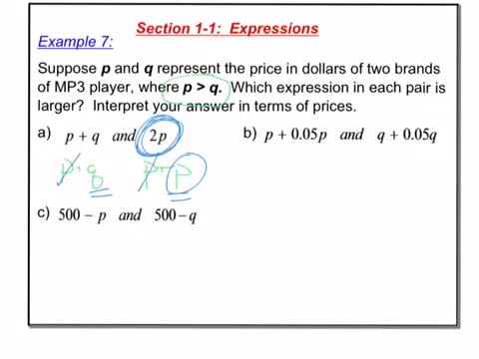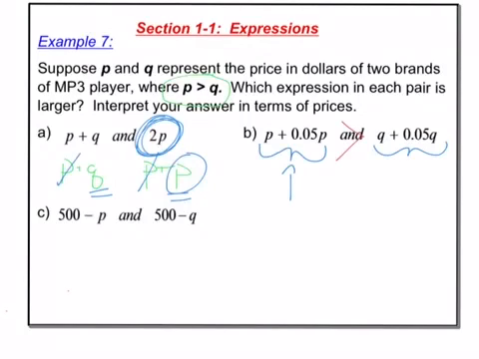Okay? Same thing over here in part B. Now it says P plus 0.05P and Q plus 0.05Q, so this would be an example of you getting a 5% tax on the price of the MP3 players. So the one that cost P dollars originally is P dollars plus 5% of P, and then this one over here would be Q dollars plus 5% of Q. Obviously we know that P is greater than Q, and 0.05P is going to be greater than 0.05Q, so the sum of these two right here will be greater, so we could put a greater than symbol right there.